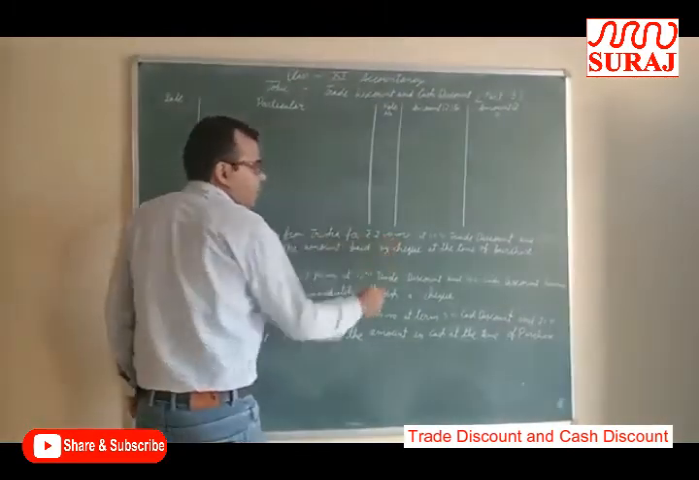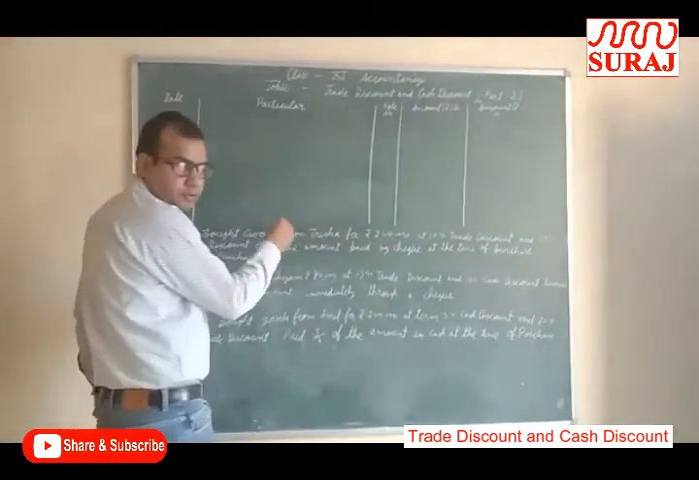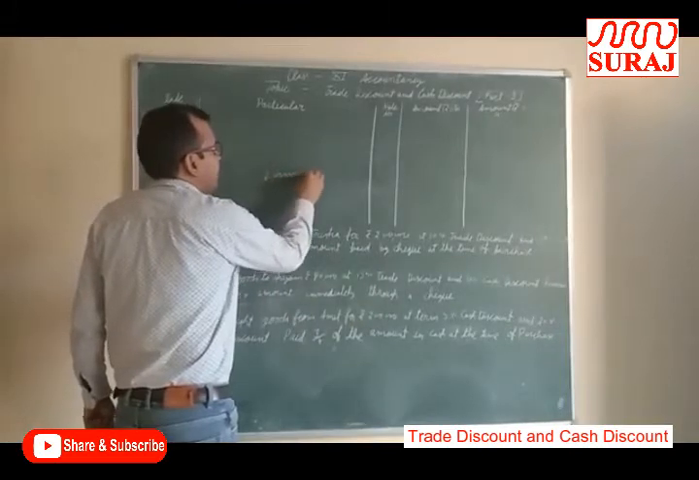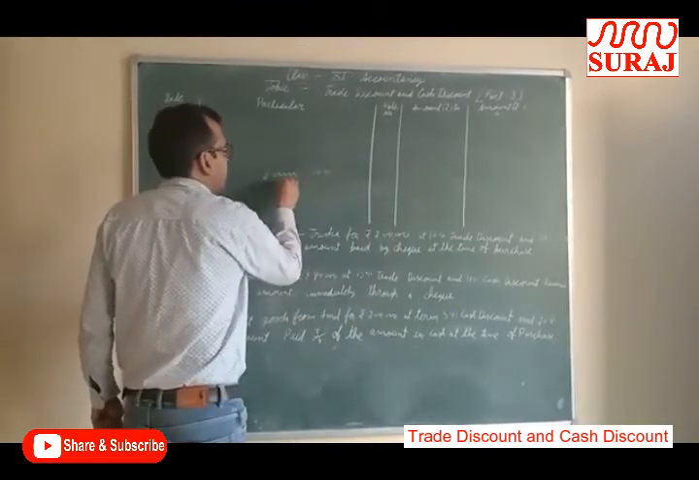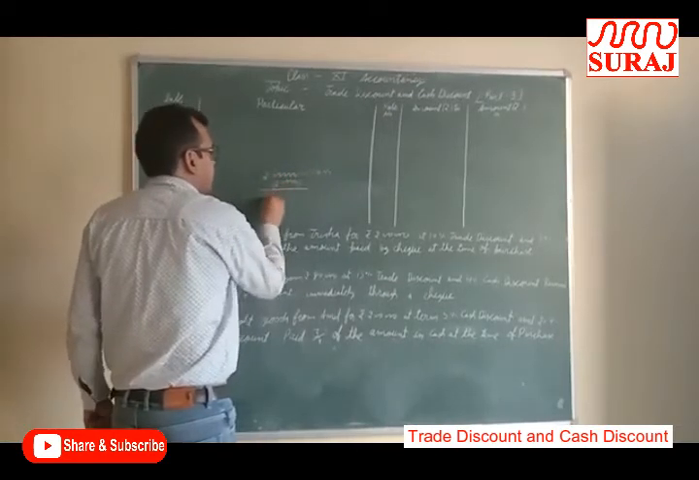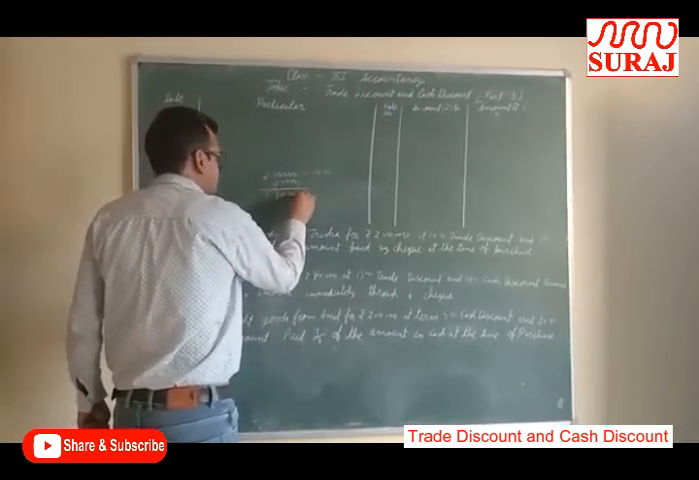For purchase, first of all we deduct the trade discount from the list price. 2 lakh less 10%, 20,000. Result, purchase 1,80,000.